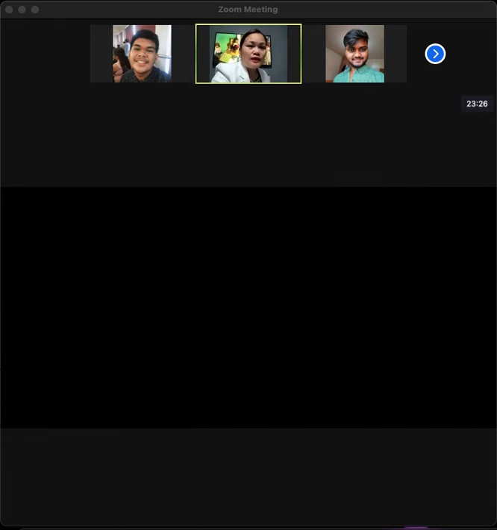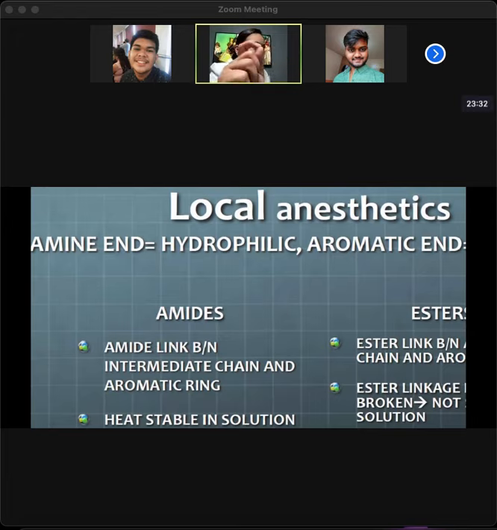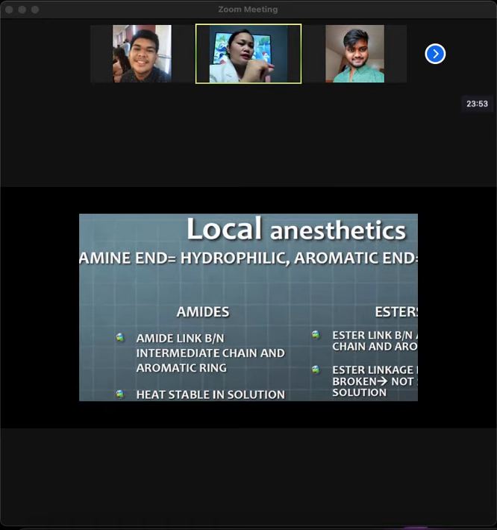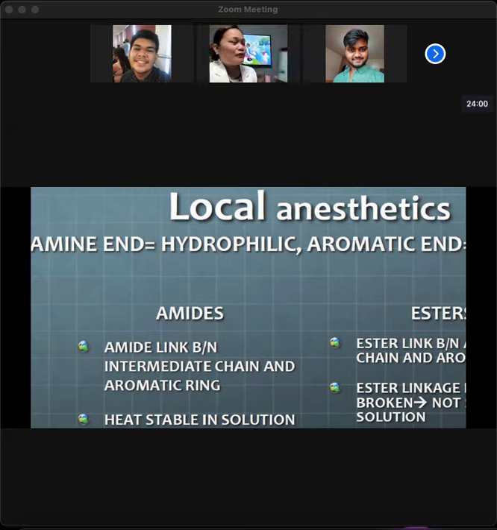Okay, next one is, we have two kinds of local anesthetics, the amides and esters. Sorry, it really won't work. How about this one? Can you see it? Still blurry. So I will just stop. Just review on your own, okay?